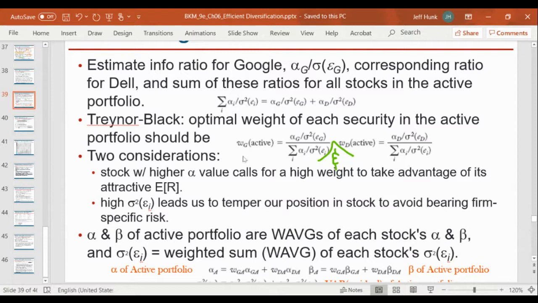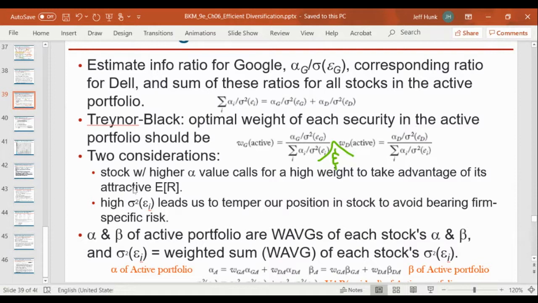So now we need to determine the weight. The weight of Google in the active portfolio will have to be the information ratio of Google over the total information ratio of the active portfolio. And then the same thing for Dell.